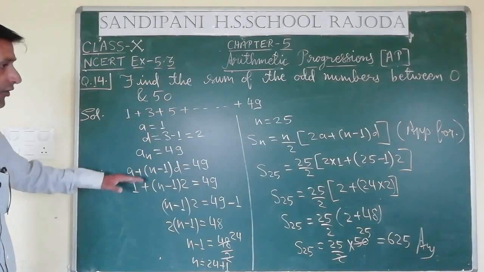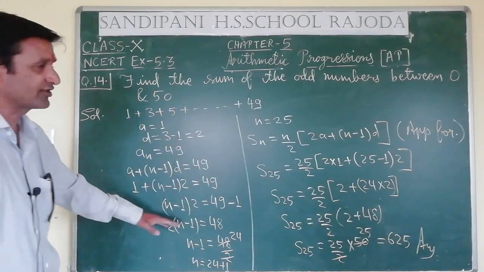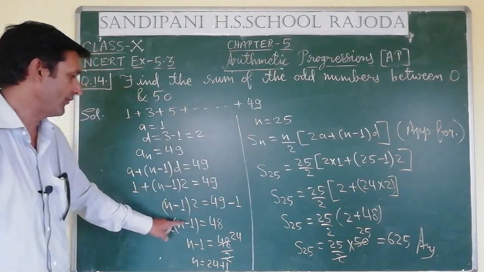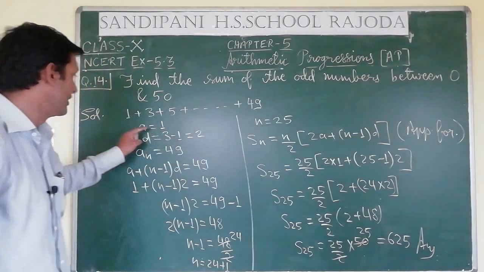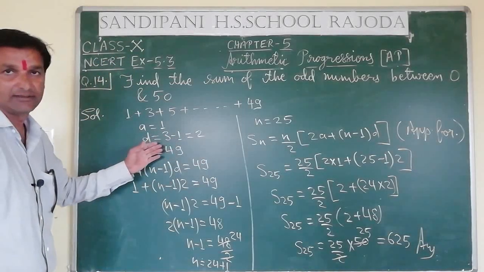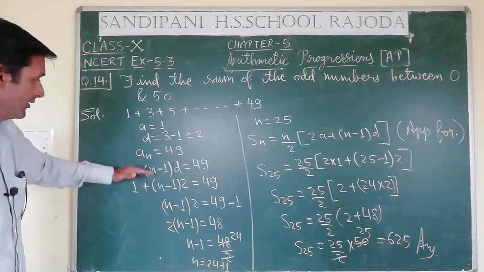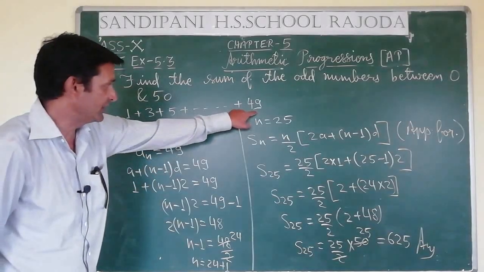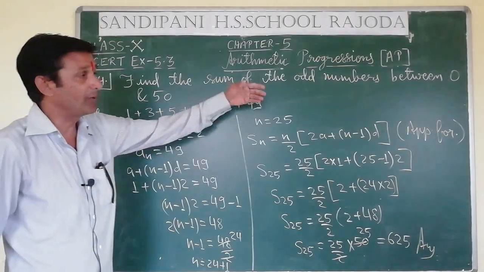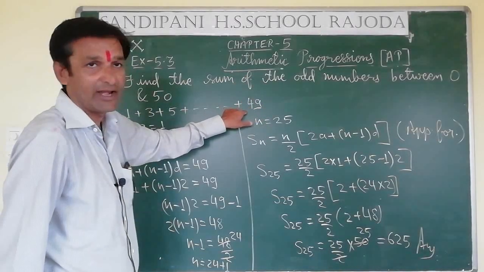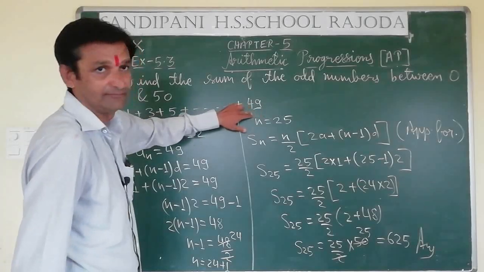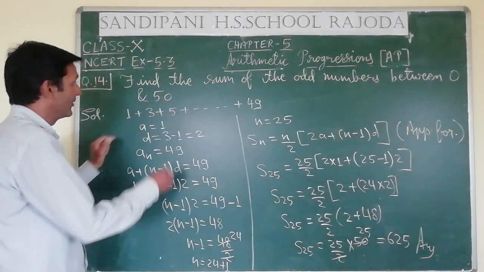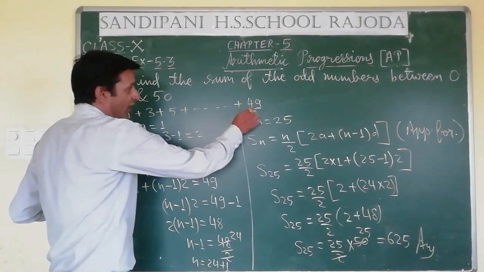here somewhat of a complication is there. We have to find first of all the value of n, and afterwards we have to apply the sum of n terms formula. a and d can be easily taken out, but this is the important part. Up to the previous question, the number of terms we were having. Here we are not having the number of terms, we are having only the last term. It is the last term because before 50, 49 is the only odd number.